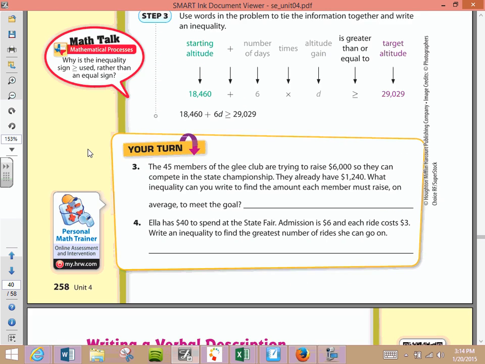This one right here. The 45 members of the Glee Club are trying to raise $60,000 so they can compete in a state championship. They already have $1,240. What inequality can you write to find the amount each member must raise on average to meet the goal? Are we trying to find? We're still trying to find Y = MX + B, but now we're adding that particular component of the inequality. So tell me from here, Andrea, what is M?